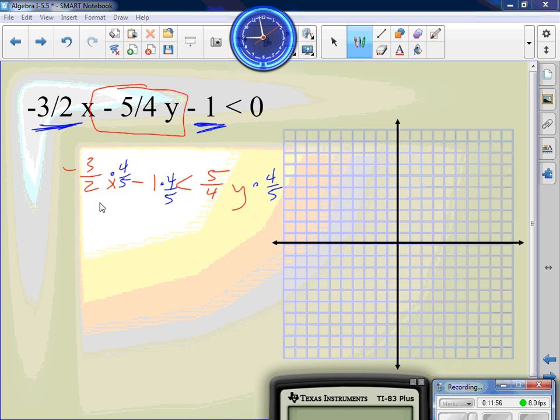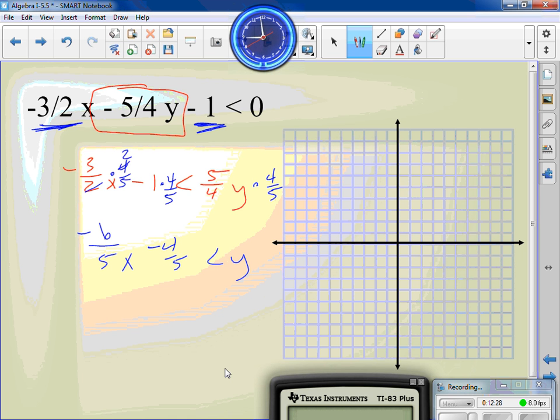I can try to cross simplify. 2 goes into 4 twice. Negative 3 times 2 is negative 6. 1 times 5 is 5. If you didn't want to cross simplify, 3 times 4 is 12. 2 times 5 is 10. 12 over 10 is 6/5. Negative 1 times 4/5 is negative 4/5.